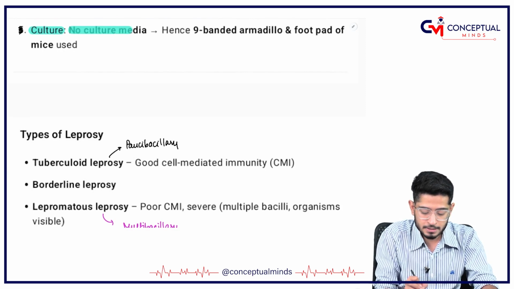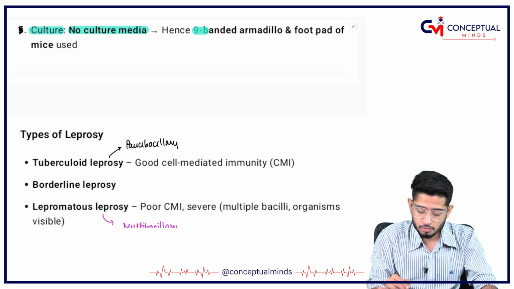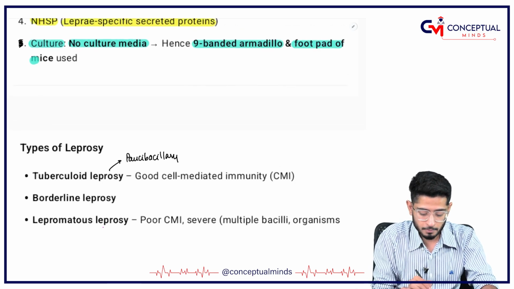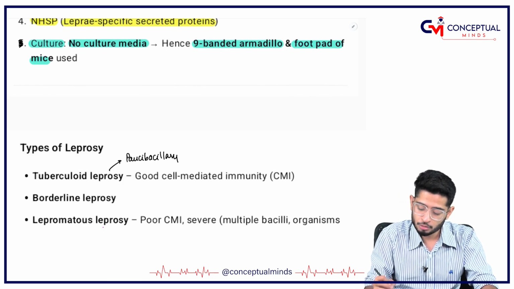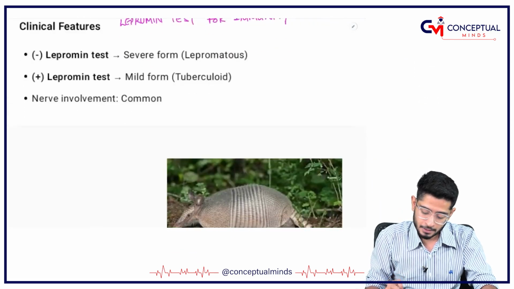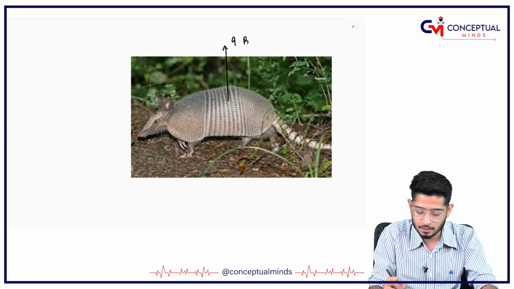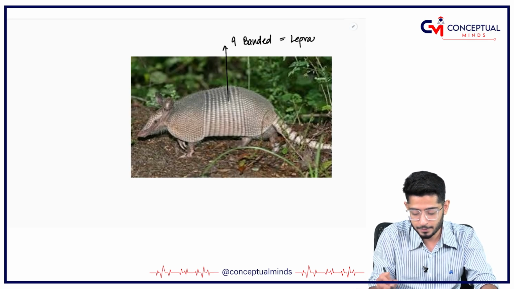Remember, there is no culture media. Hence, Mycobacterium leprae grows in the 9-banded armadillo and the foot pad of mice. In order to grow leprae, you have to go to the foot pad of the mice and the 9-banded armadillo. See this picture. This is the 9-banded armadillo. This picture is asked in the questions. So remember, the 9-banded armadillo is responsible for growing leprae.